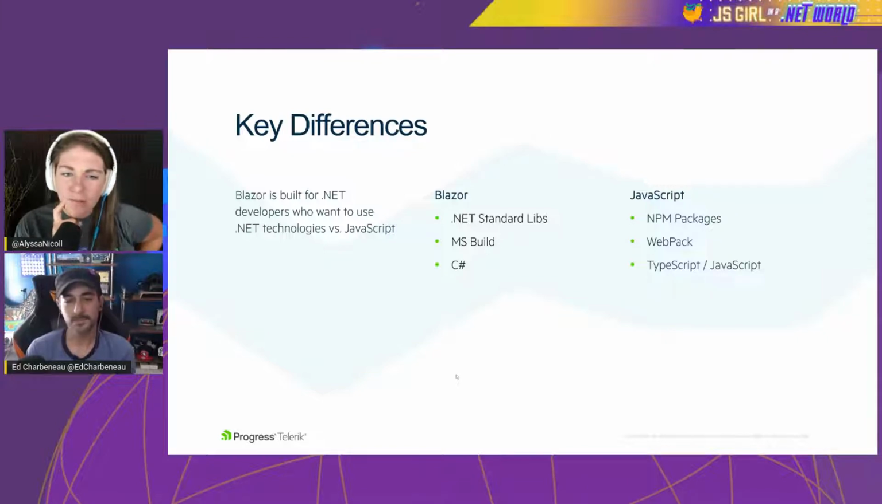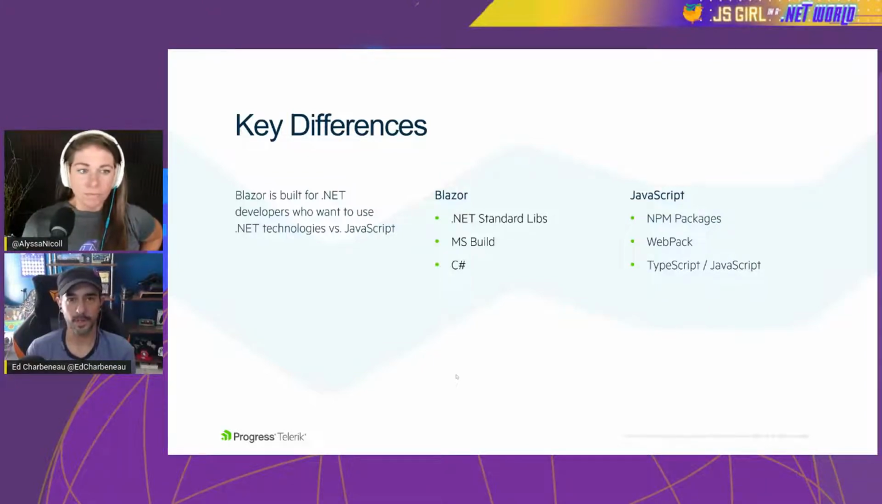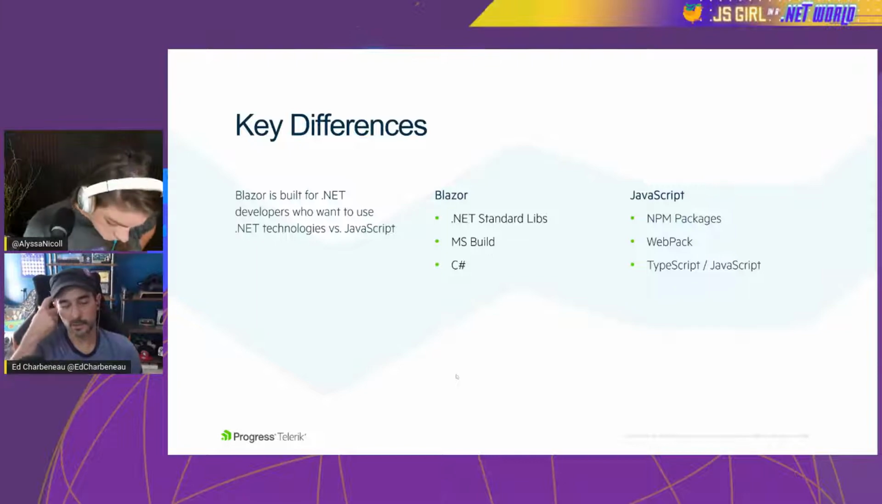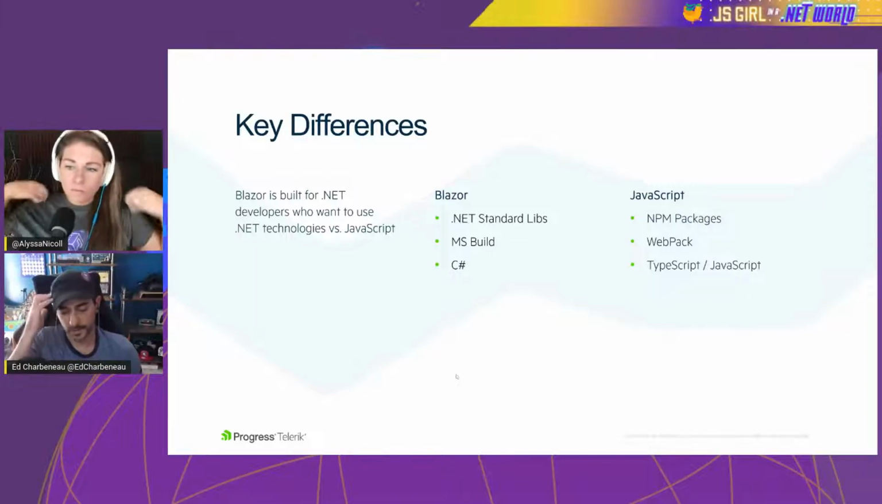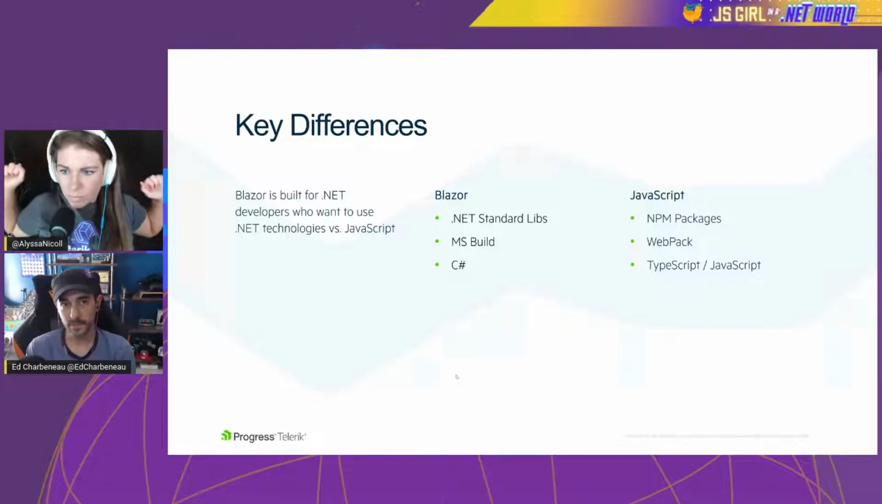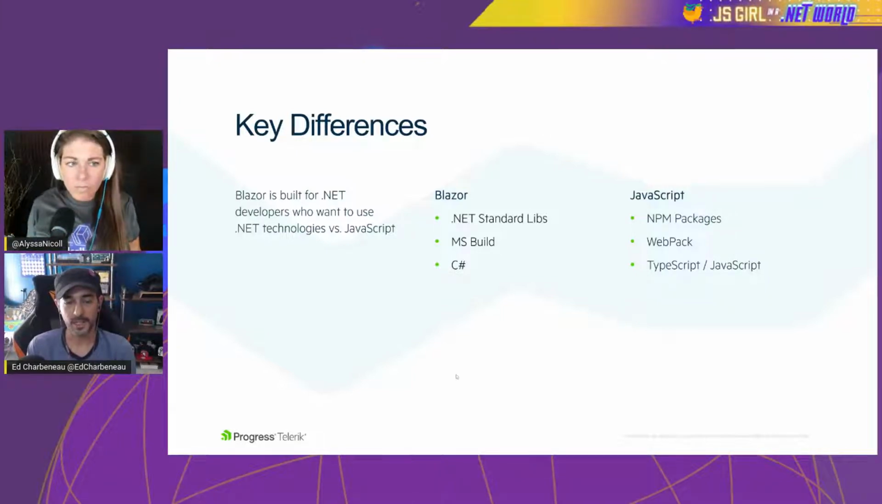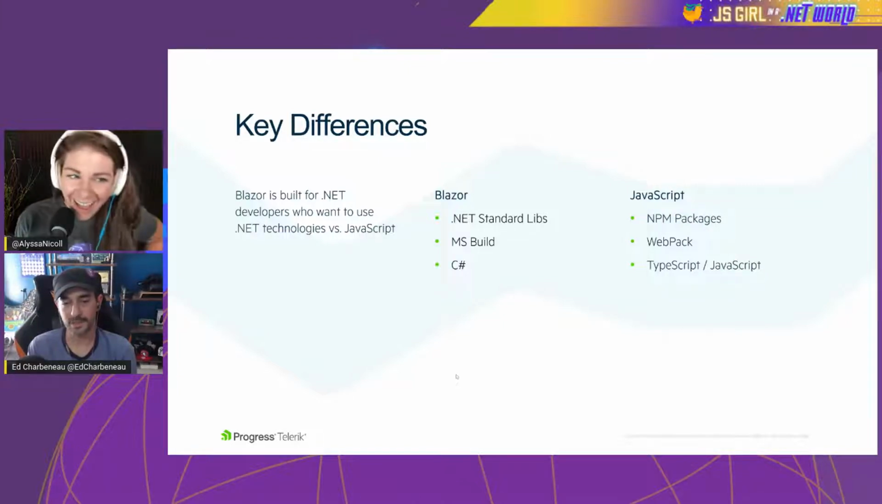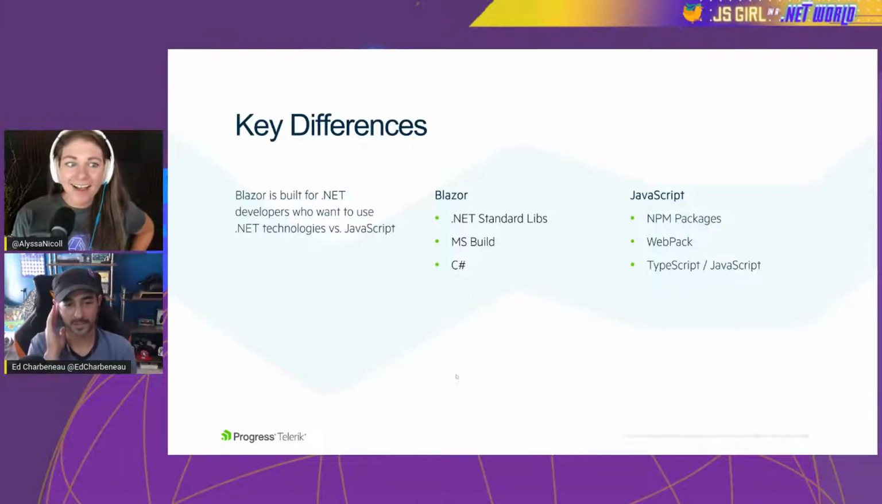Okay, question. I see there's a C# bit here. Is there a C++ version? No, you can only write Blazor in C# right now. You can technically use other stuff like VB and F# indirectly by compiling those into .NET standard libraries, but that's kind of a stretch to say that you can use those to make Blazor apps. Right now, it's just C#.